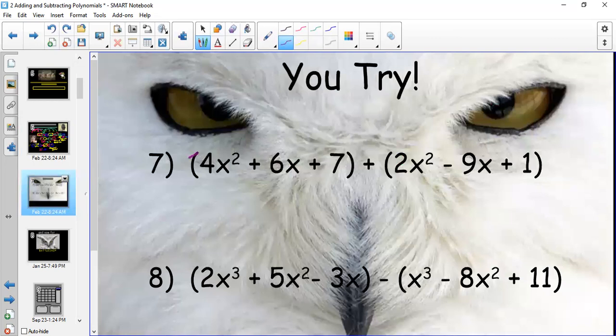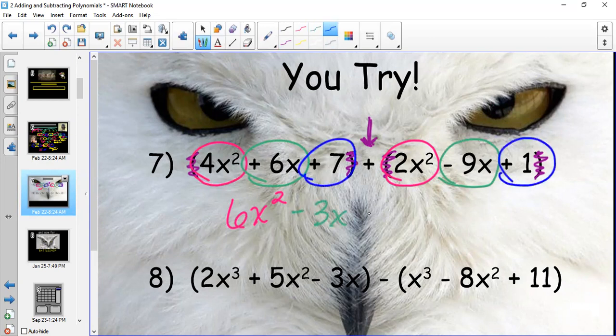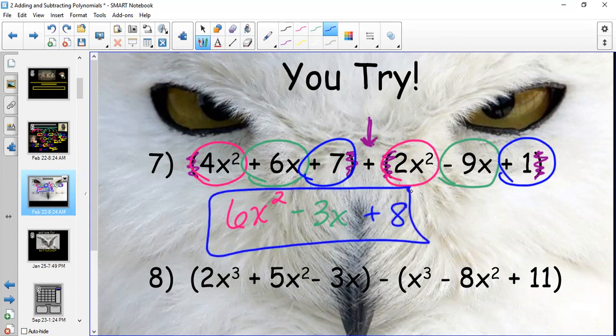All right, let's see what you got. Ignore the parentheses on the first. Since it was a plus, we can just ignore it since I'm distributing a positive 1 to both of them. If I combine my like terms, I had 4x squared and a 2x squared. That gives me 6x squared. Combine my x terms, 6x, negative 9x. That gives us negative 3x. And last, positive 7 and a positive 1 gives us a plus 8. Final answer there is 6x squared minus 3x plus 8.